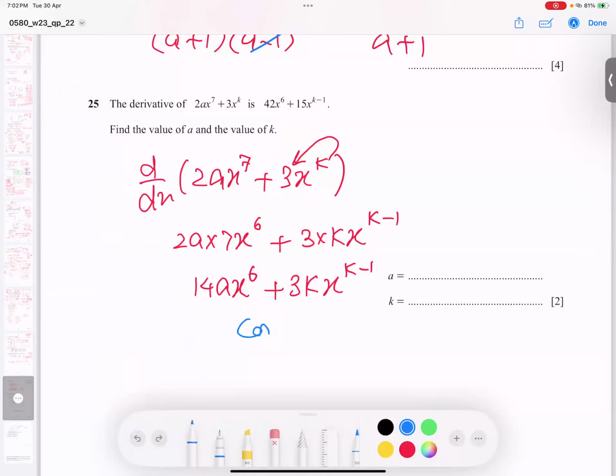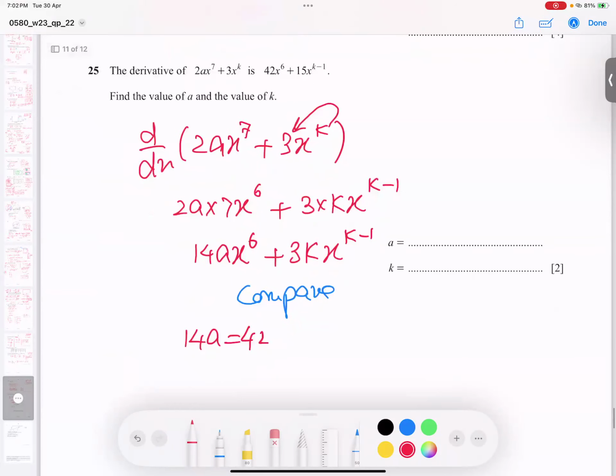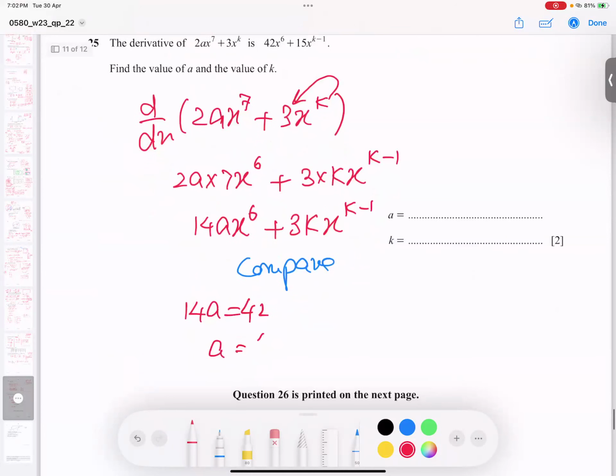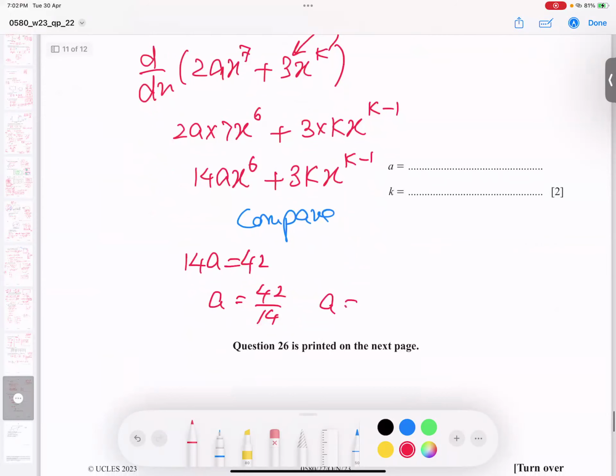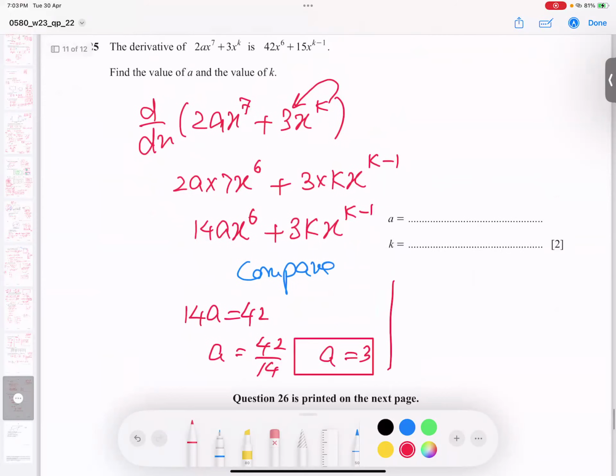So after comparison, I am comparing them. So when I compare, 14a equals 42. And when I divide, students, this 14 will go down. So I get 42 over 14, and I get finally a is equal to 3. Okay. And now what about the other k?